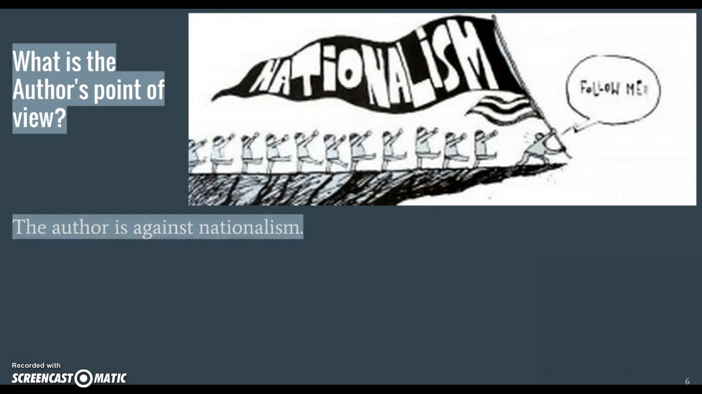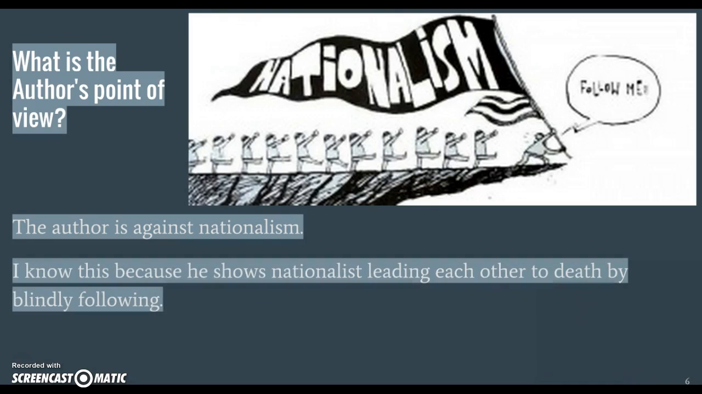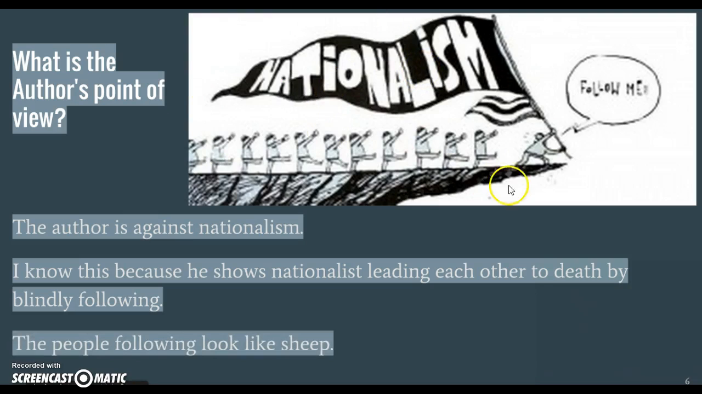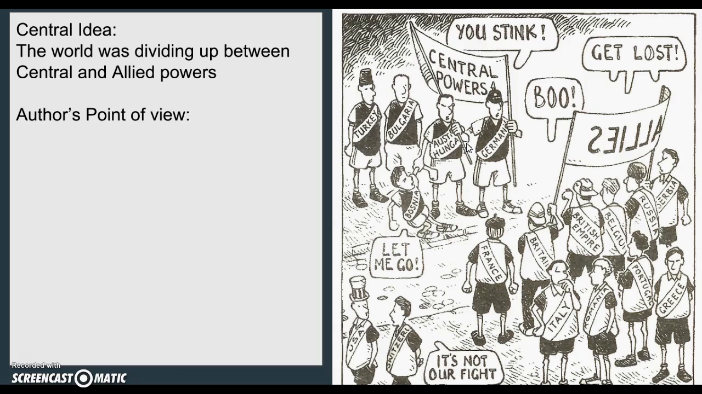I put the author is against nationalism. I know this because he shows nationalists leading each other to death by blindly following. So he didn't just show it as dangerous, like he shows them about ready to walk off a cliff. He's against nationalism. And the people following, they look like sheep is what I put. But maybe even better, you could say that he drew them to be identical and marching in a similar way as if they aren't using their brains. They actually kind of look like some sort of weird zombies.